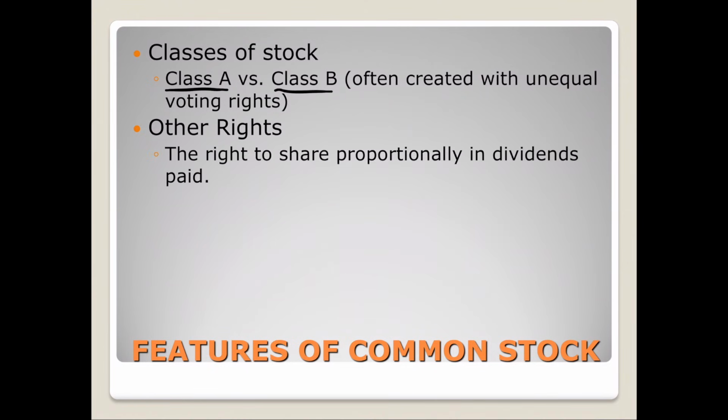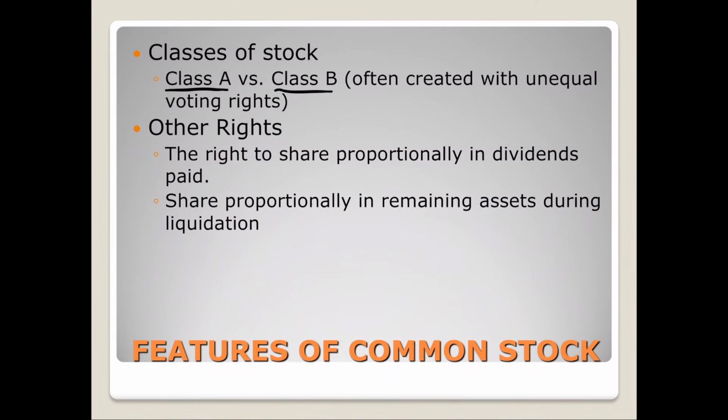Some other rights include the right to share proportionally in dividends paid. So if dividends are paid, you have the right to your proportional amount, but you are not guaranteed dividends. Additionally, you have the right to share proportionally in remaining assets during liquidation, although your priority is lowest. So behind creditors, your bondholders and other lenders, and then below preferred stockholders. And you also have the preemptive right.